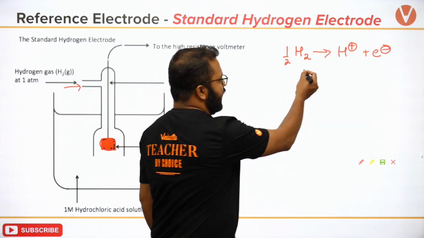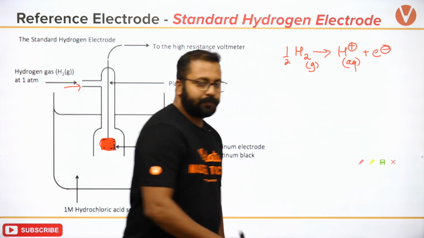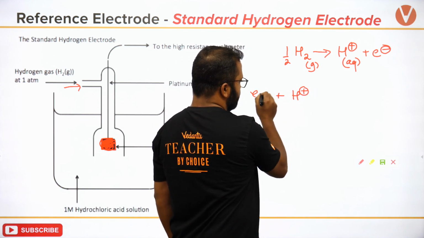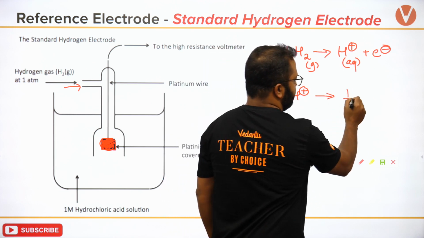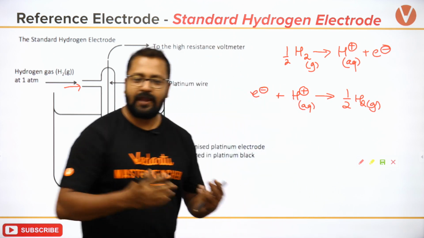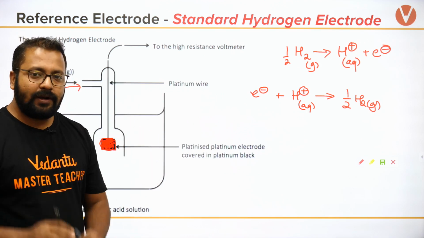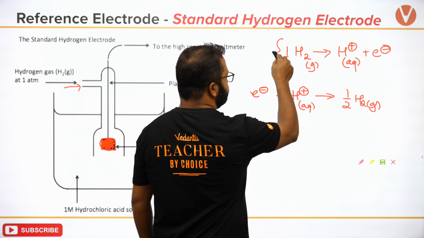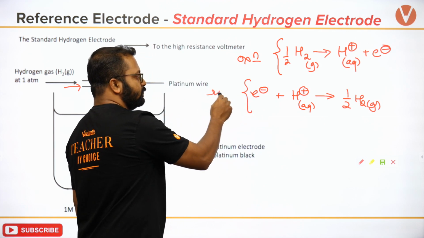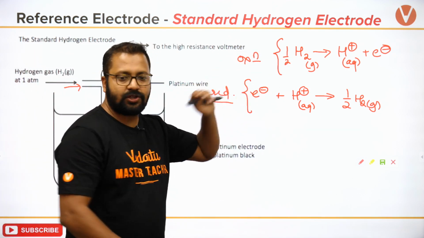So either this reaction can occur, half H2 gas, this can happen, and this reaction can happen, H plus. I can have this reaction. Okay, I can have any one of these two reactions. Now it is arbitrarily assumed. What is this reaction? Oxidation. What is this reaction? Reduction. What is this reaction? Oxidation. What is this reaction? Reduction.